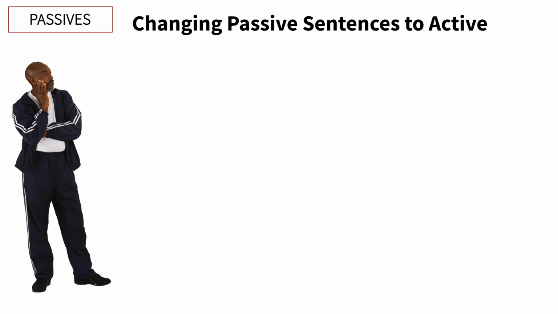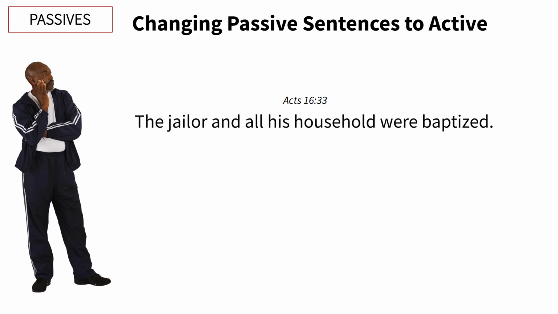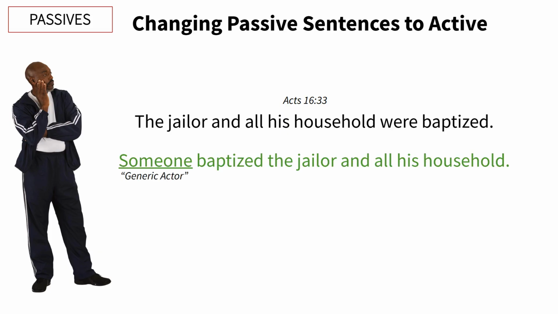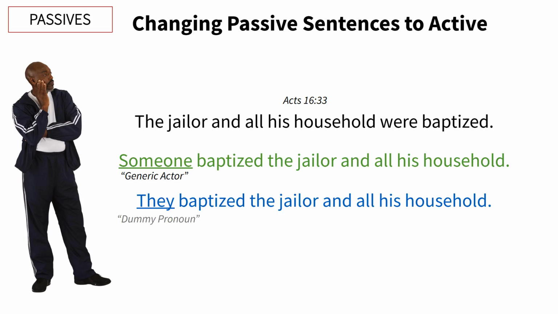At other times, there is no way to know for sure who the actor was, as in Acts 16:33, where it says, "The jailer and all his household were baptized." In these situations, translators may use a generic actor, like, "Someone baptized the jailer." In certain languages, an empty or dummy pronoun may be used, like they or it, as in, "They baptized the jailer," where they does not refer to anybody in particular.